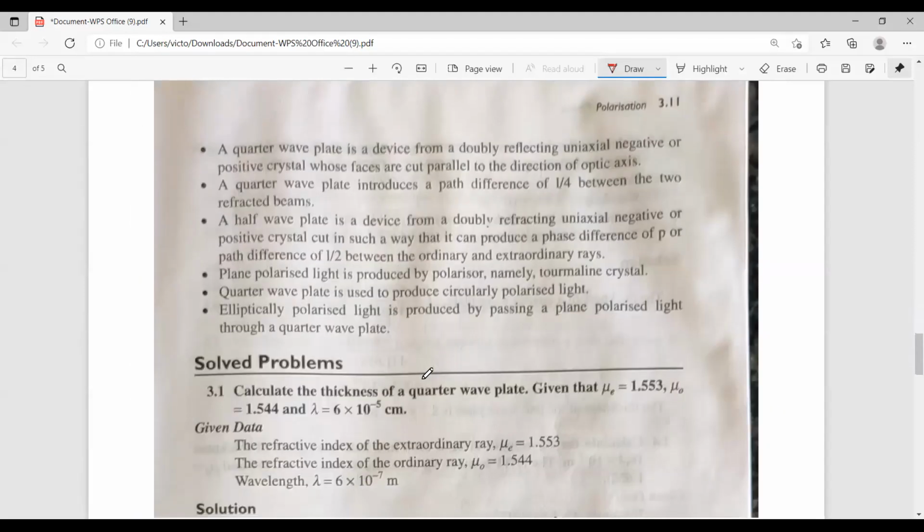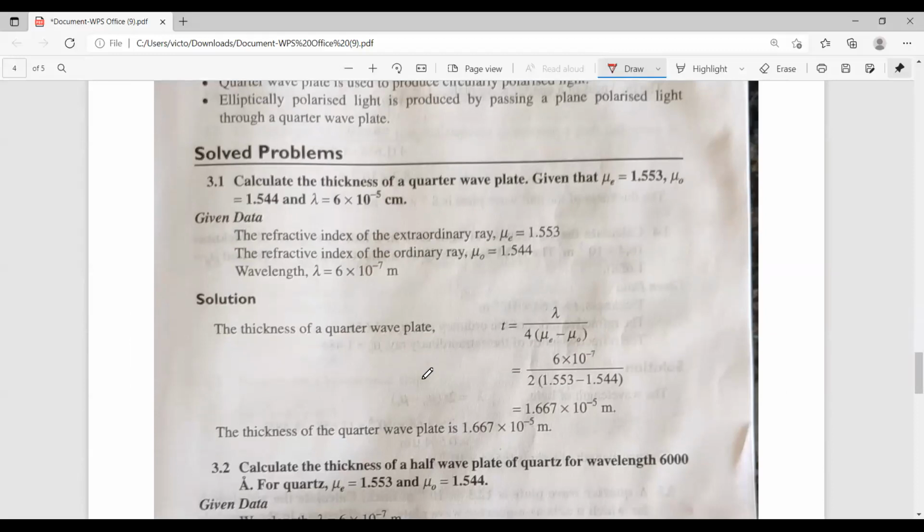Now, we discuss the problems on polarization. In polarization, we have only 2 model problems, based on quarter wave plate and half wave plate. Okay. Now, first problem.